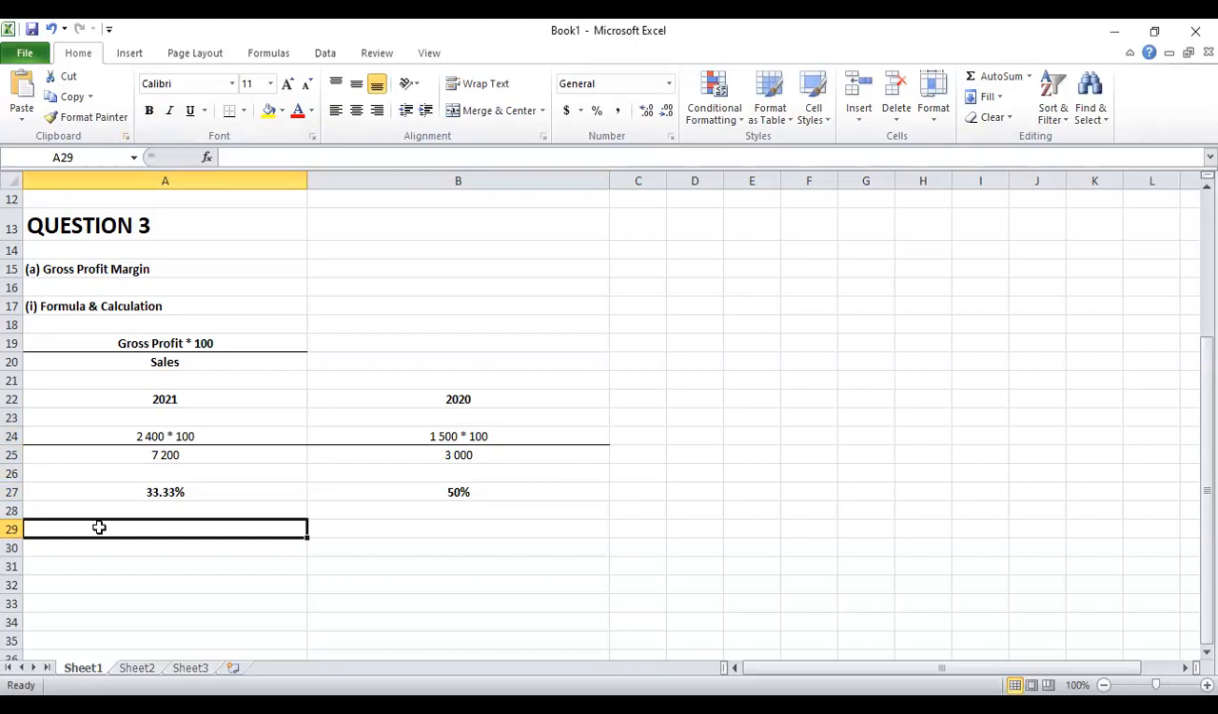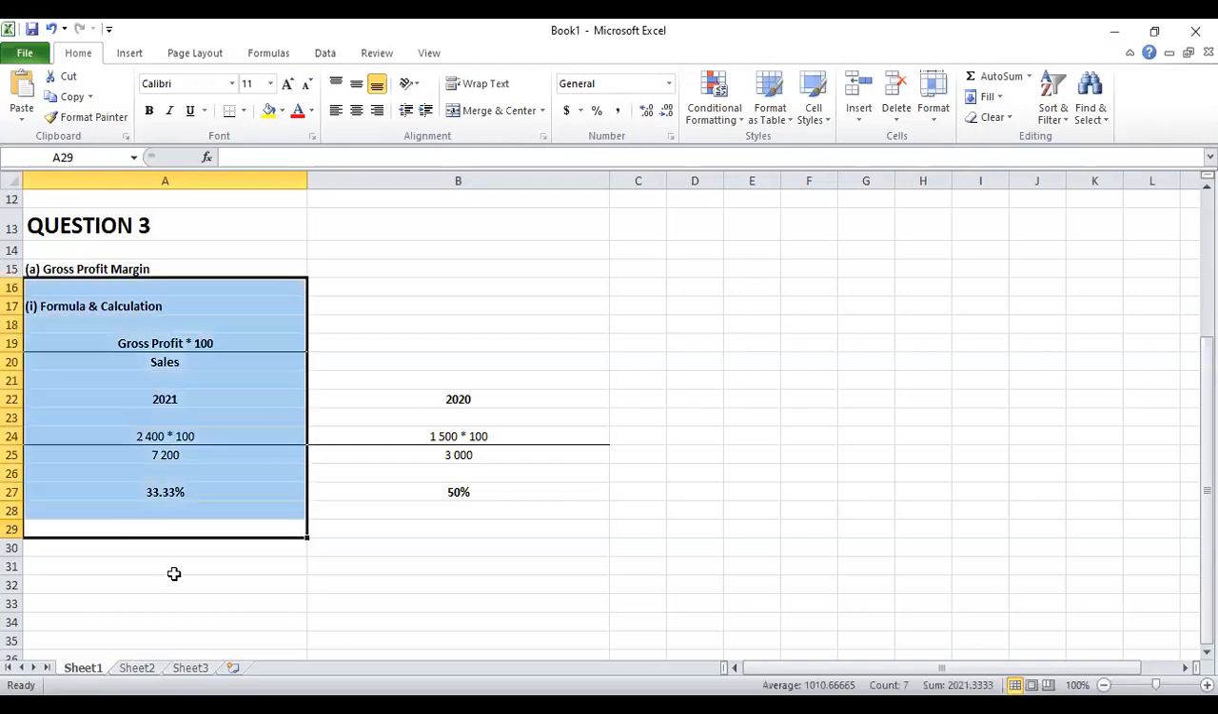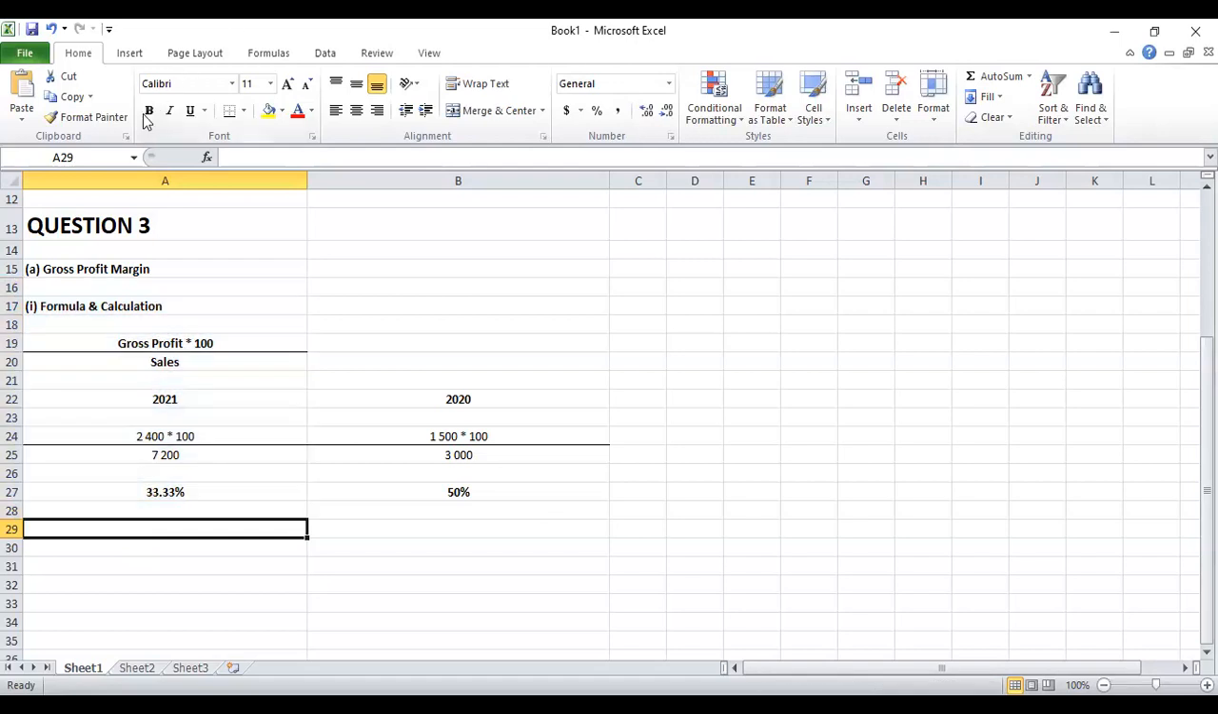Then the second part says give a description of what this formula indicates. Number 2, the gross profit margin indicates the proportion of sales available to cover the expenses.